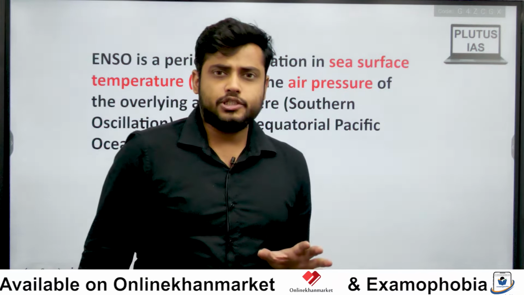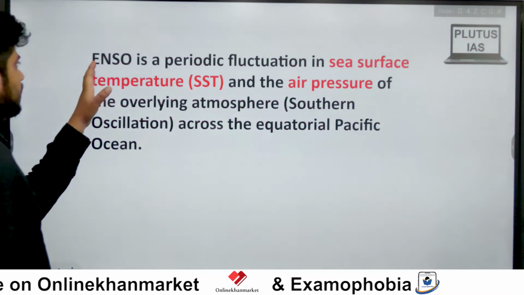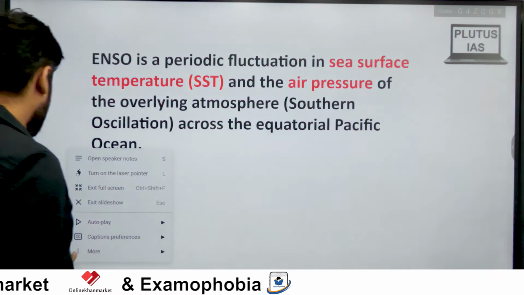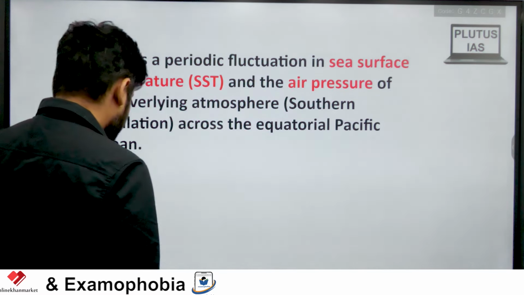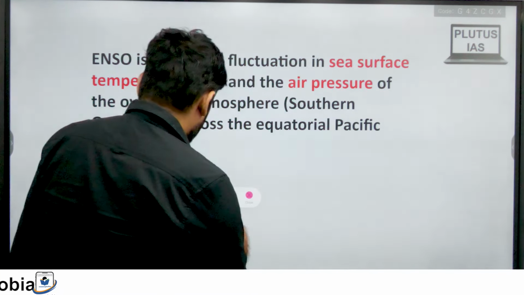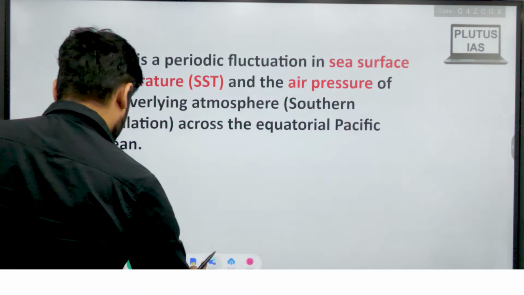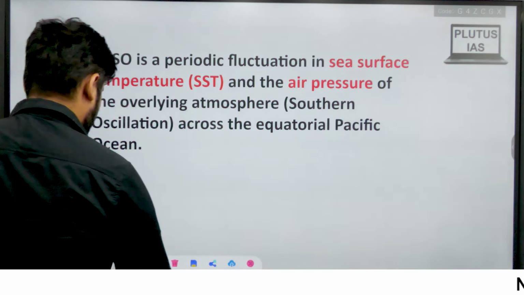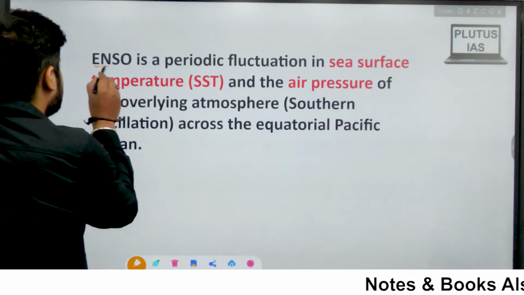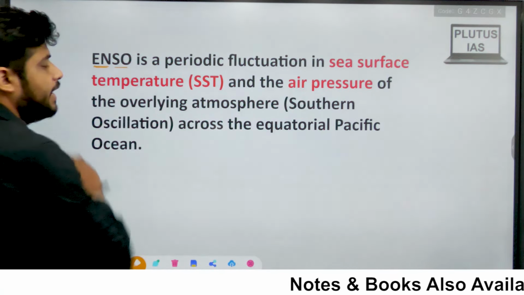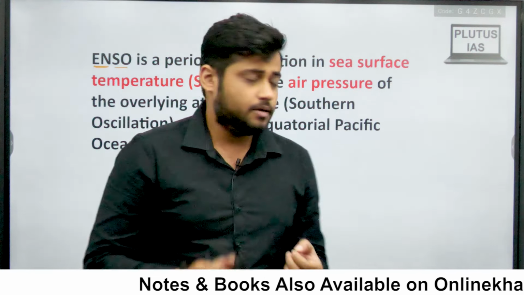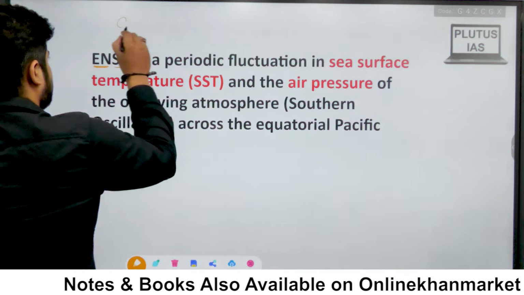Now we are in a position to define what the El Nino-Southern Oscillation is. We are calling it the El Nino-Southern Oscillation. Why are we calling it ENSO? There are two words here, El Nino and Southern Oscillation. We have combined them and it becomes the El Nino-Southern Oscillation.